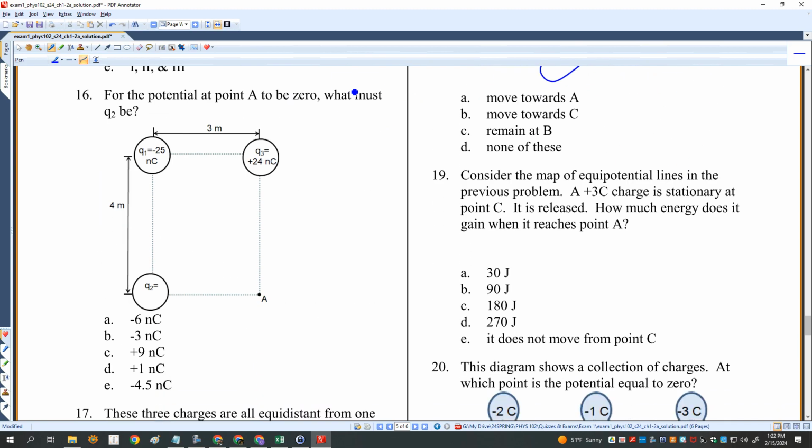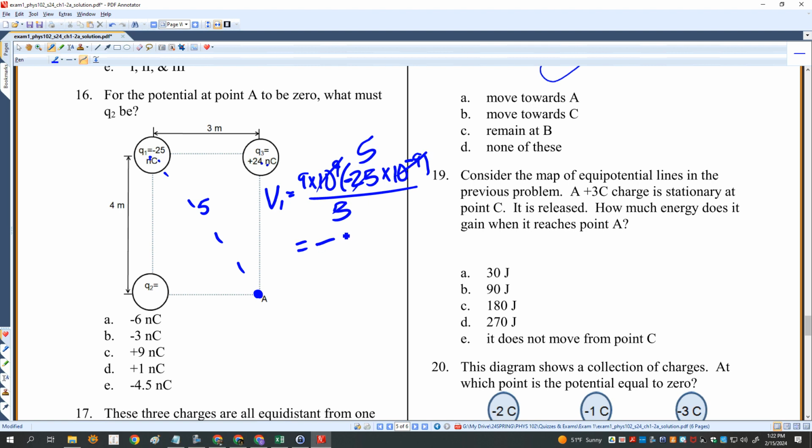For the potential at point A to be 0, what must Q2 be? Okay, so first we want to calculate the potential due to these two charges, and then the potential due to Q2 has to be equal to that, but opposite, but negative. So V1 is 9 times 10 to the ninth, 25 times 10 to the minus 9. And remember, I'm keeping my negative there, divided by this distance, which is 5 meters. By 5, that cancels. 5. That gives me negative, what's 9 times 5? 45. So that's V1.